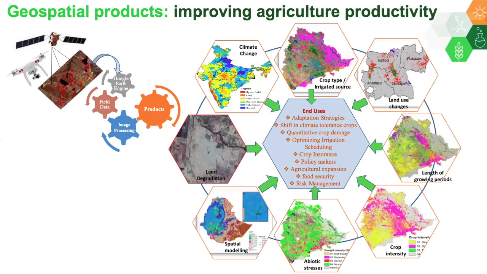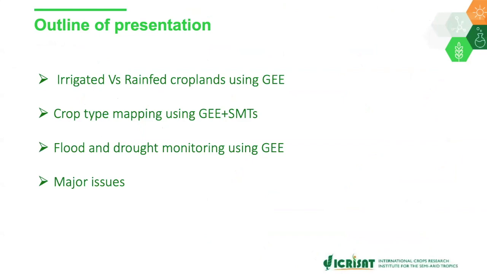This is the background. Coming to this background, this is the outline of my presentation. I will show some of our recent work: irrigated versus rainfed cropland areas in South Asia and Africa. The second product is crop type mapping using Google Earth Engine. Of course, with Google Earth Engine we have some issues with machine learning algorithms, so we are also using semi-automated techniques for more appropriate maps. Finally, flood and drought using Google Earth Engine, and some of the issues we are facing in Google Earth Engine and traditional methods.